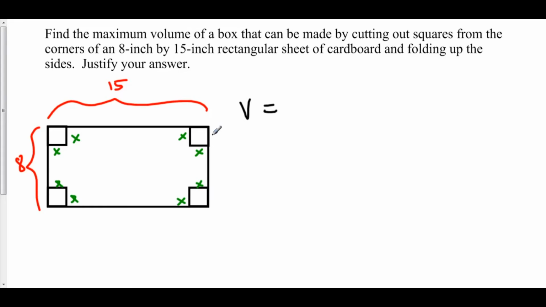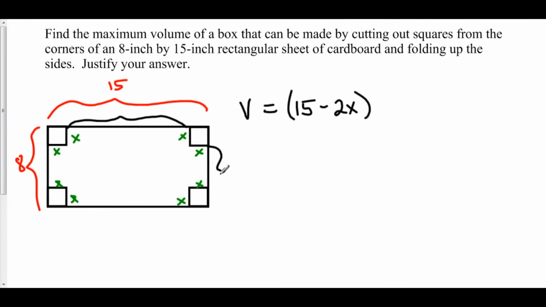Now, the length of this box was 15 before we cut out the sides. But after we cut out the sides, we cut one x from this side and another x from this side. So the resulting side altogether now is this right here, which is 15 minus x minus x. So in other words, the length is 15 minus 2x.